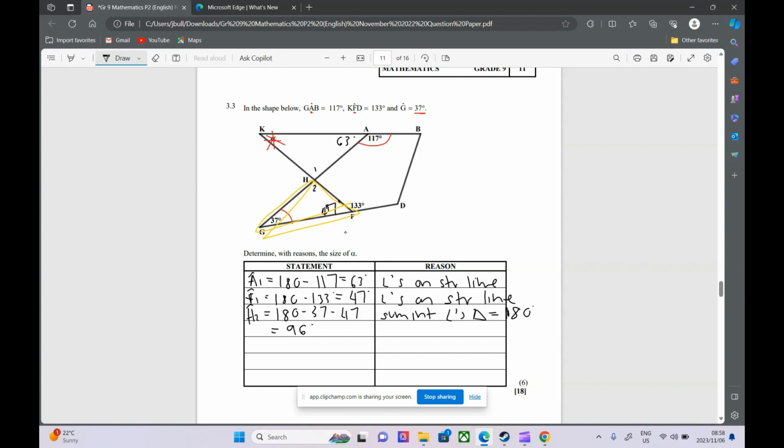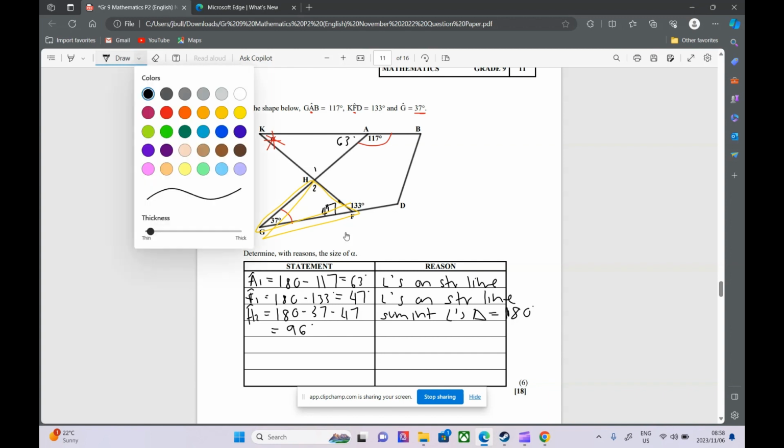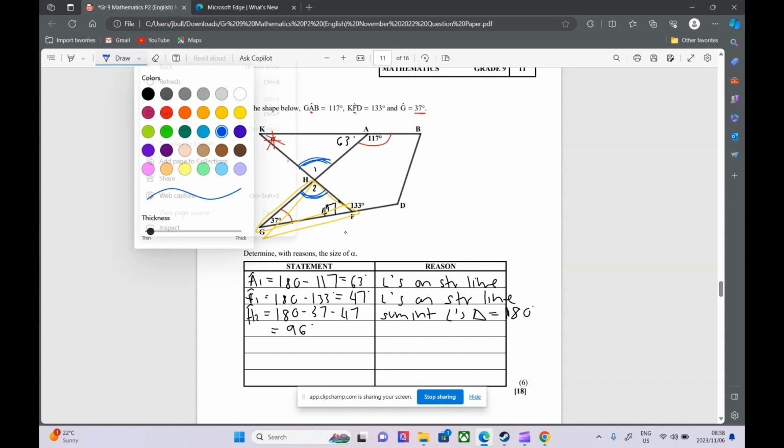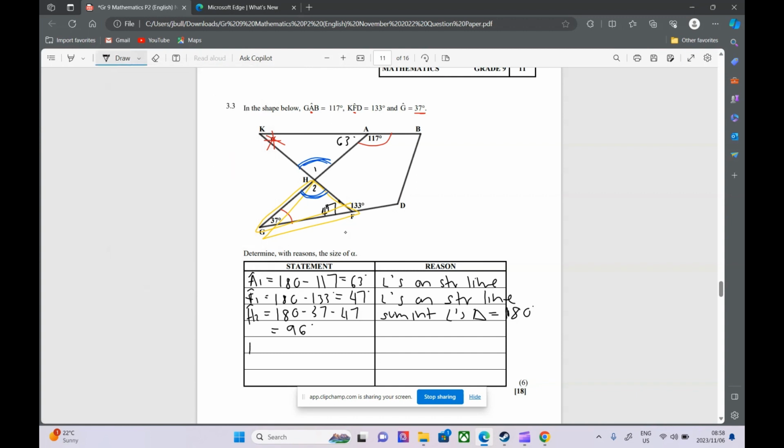Then we've got to use the fact that H1 and H2 are going to be equal. This is sometimes something they try to trick you with. The reason is we can see here, actually, these are vertically opposite angles. So we can say H1 and H2 are equal because of vertically opposite angles. So I would just say vertically opposite angles are equal.